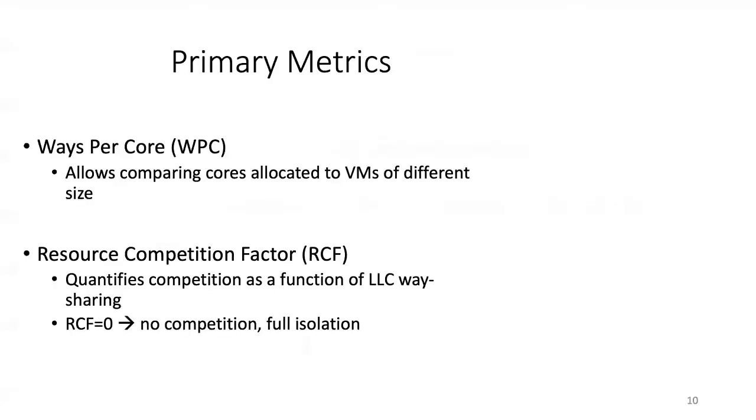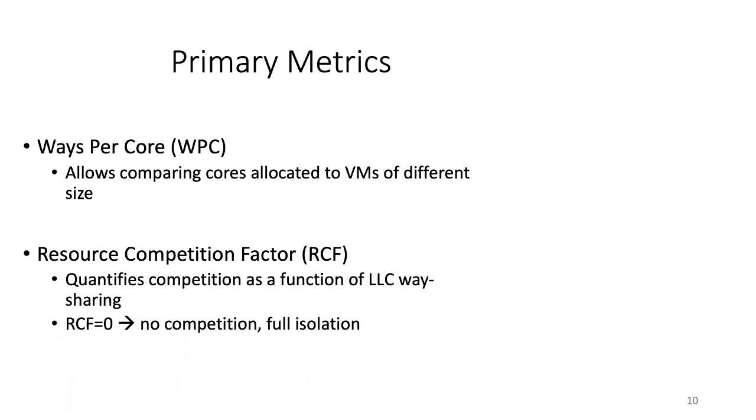Let's look at some of the primary workload agnostic metrics that we use. There are more metrics defined in the paper, but here I described the two main ones. First one is called ways per core. So it's basically normalizing the amount of cache allocated to a VM to the number of cores it has. It is basically a way of enabling us to compare smaller VMs to larger VMs and having a fair allocation across all different sizes. The second metric is called resource competition factor.